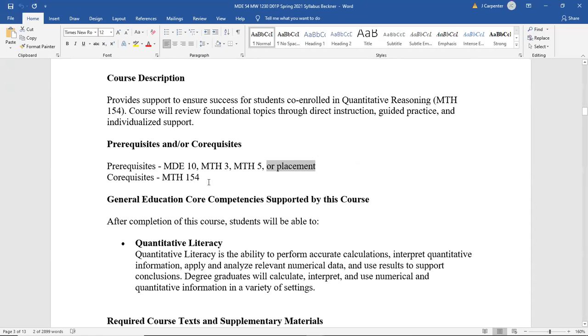But the coreq is mandatory. You have to be in Math 154 as stated.